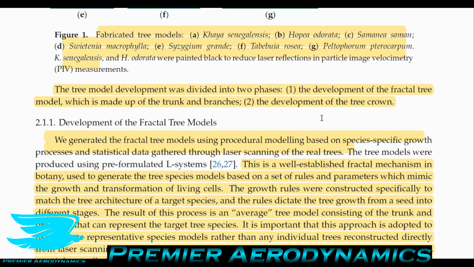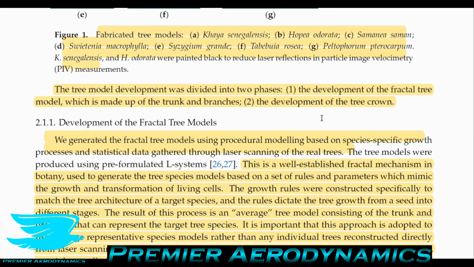Now, interestingly, they say they generated the fractal tree models using procedural modeling based on specific species growth processes and statistical data gathered through laser scanning of the trees. So in other words, each species grows differently, and then they modeled their trees based on this growth pattern. That's amazing. They also say that they used laser scanning, as we mentioned earlier.